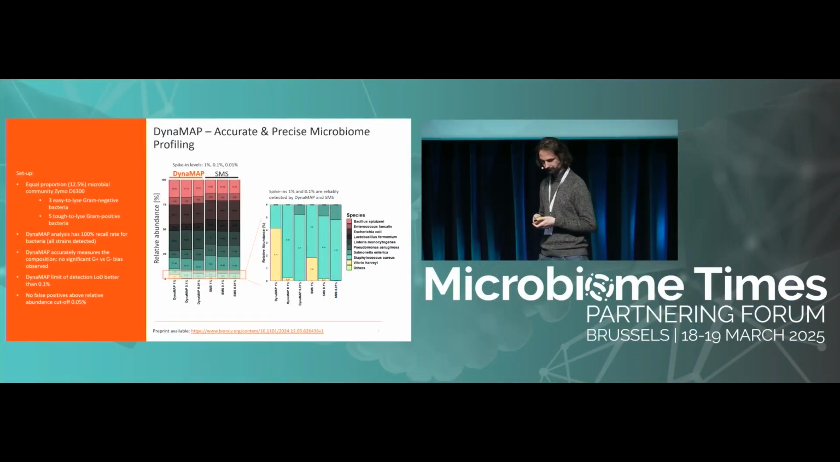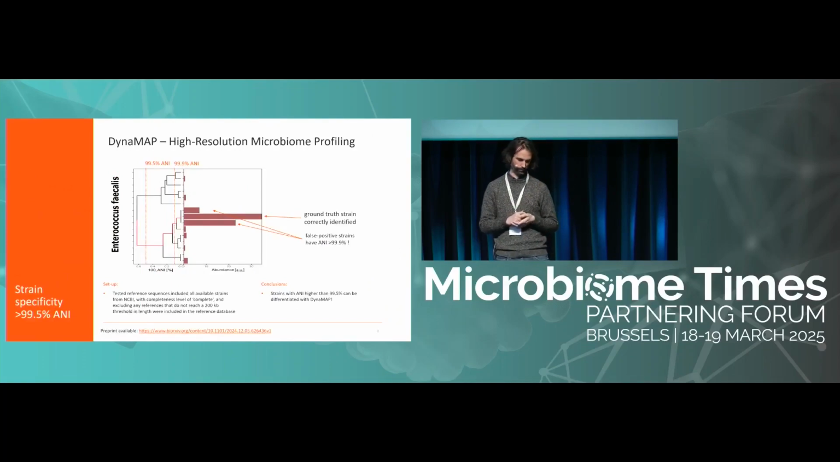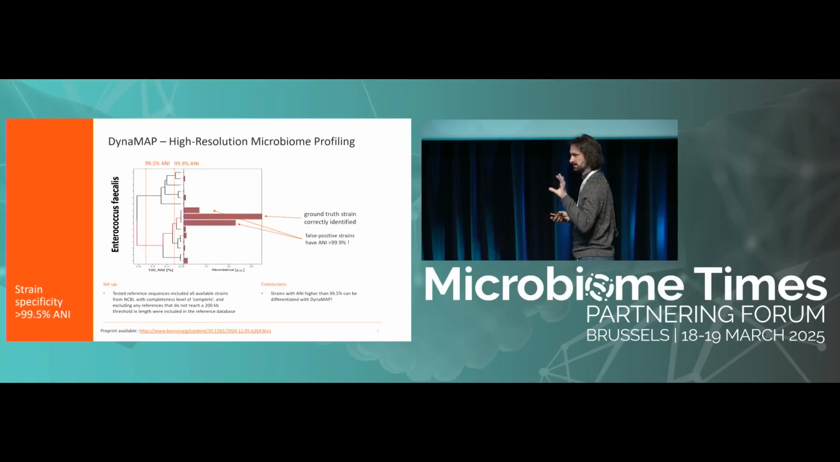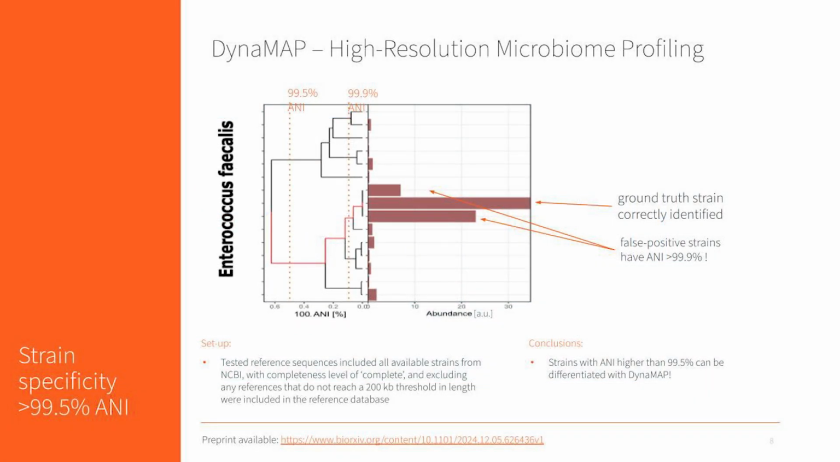But here, what we found is that the limit of detection is around 0.05%. Now, for the strain level resolution, what we did was we took the species that were in the mock microbiome mix earlier. In this case, I'm focusing on Enterococcus faecalis, and we downloaded all of the reference sequences that we could find with complete assembly from NCBI.